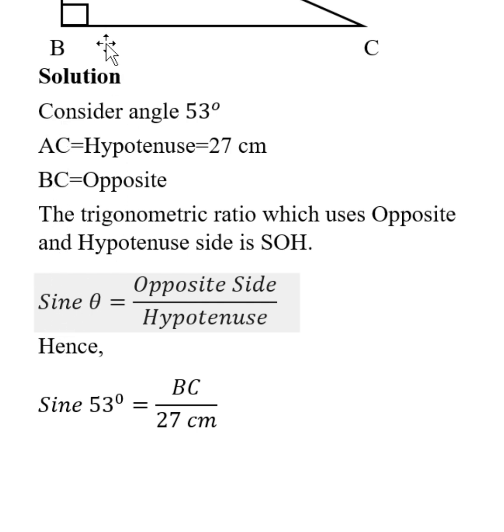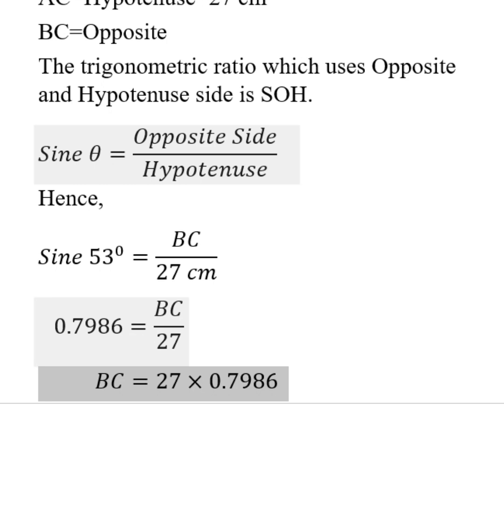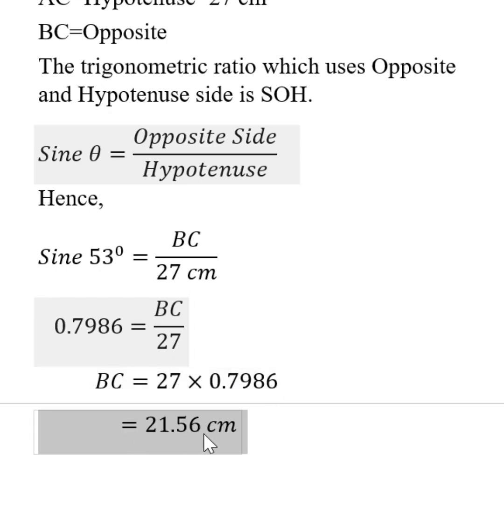You look for it in the 0 column. So we shall have it as 0.7986. That's equal to BC over 27. We are looking for BC, so we multiply both sides by 27, and that will give us BC being equal to 27 times 0.7986, and that is 21.56 centimeters. So that means line BC is 21.56 centimeters.